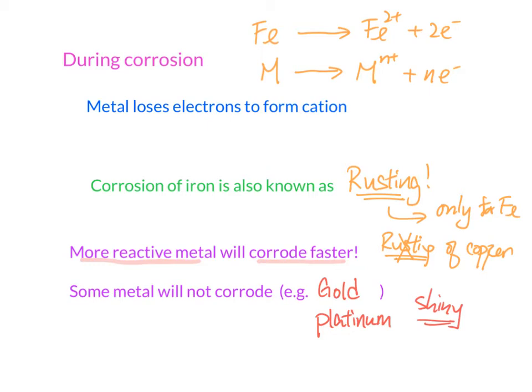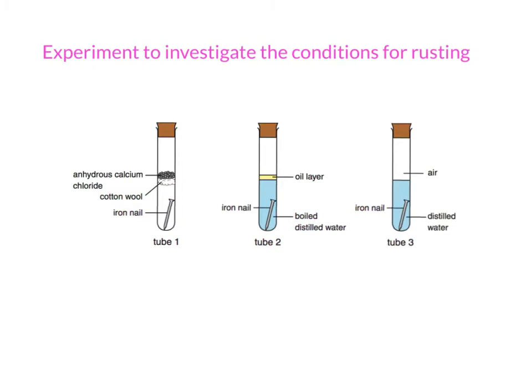What is the requirement for corrosion to occur? We can use an experiment to show this. In this experiment, we're going to investigate the conditions for rusting. What do we need for rusting to occur? Before we move on, you should know the function of the different parts of the experiment and the different chemicals. First of all, you can see anhydrous calcium chloride. Remember, anhydrous means without water. What's the function of this chemical? It is used to absorb moisture in the air.